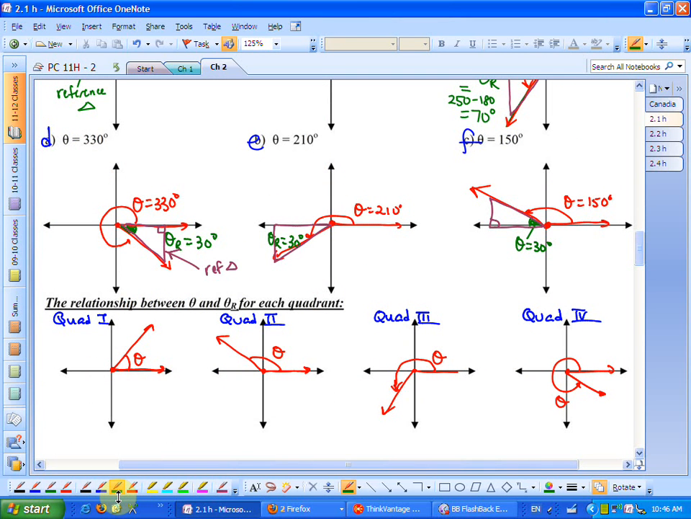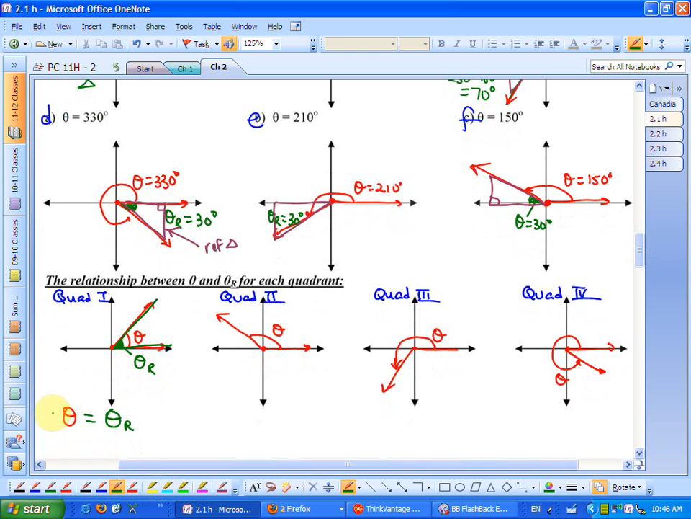Let's look at quadrant 1. Where's my reference angle? Well, think about the definition of a reference angle. I'm going to use the terminal arm and the positive or negative side of the x-axis to make an acute angle. So guess what? Theta r is also the same thing, right? So in quadrant 1, I want you to say that theta is equal to theta r. That's the key thing for quadrant number 1.